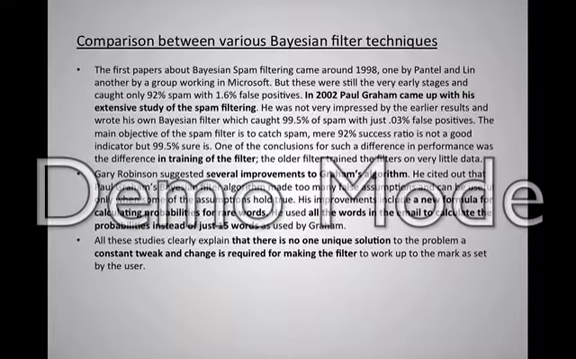Comparison between filter techniques. Several improvements to Graham's algorithm were proposed by Gary Robinson. He proposed a new formula for calculating probabilities for rare words, and he used all the words in the email to calculate the probabilities instead of just the 15 most interesting words.